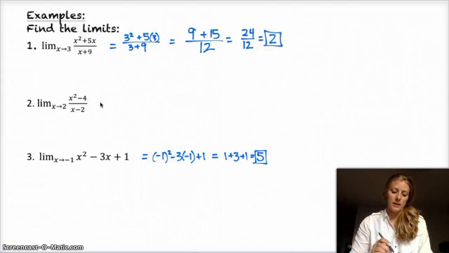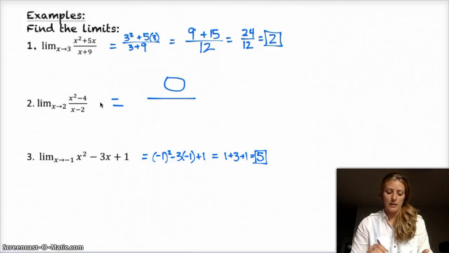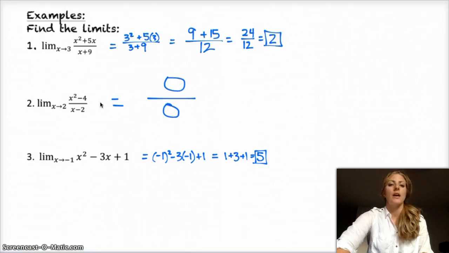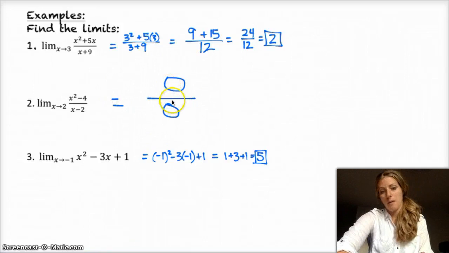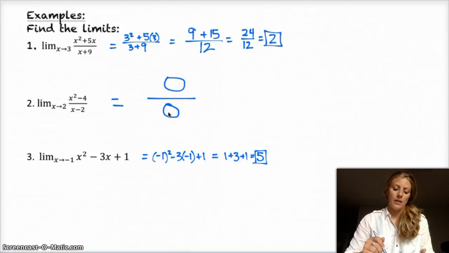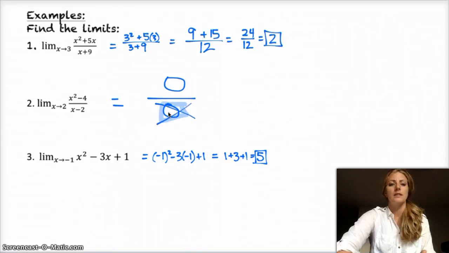2 is less so, because if you were to just plug stuff in, you'd get 2 squared minus 4, which is 4 minus 4, which is 0, divided by 2 minus 2, which is 0. And this is a problem. You cannot do 0 divided by 0. The numerator is not a problem, but the denominator is. So what you want to do is rearrange it.